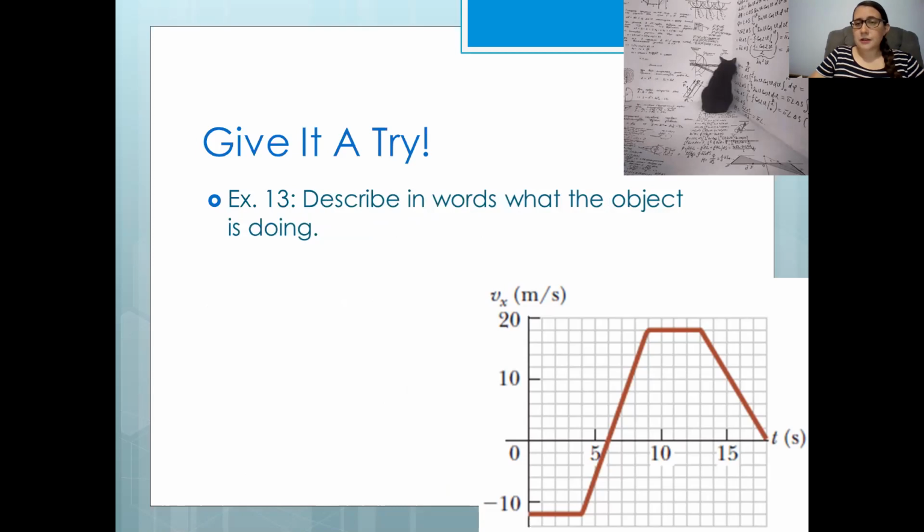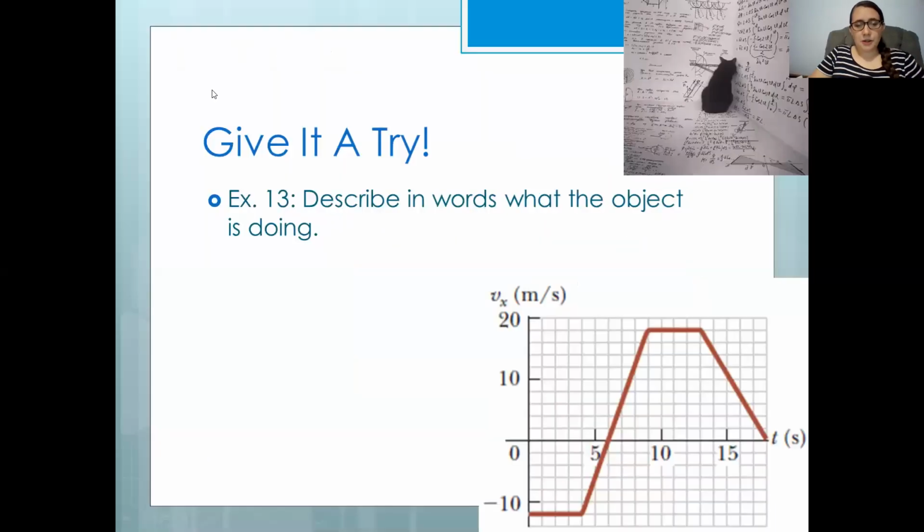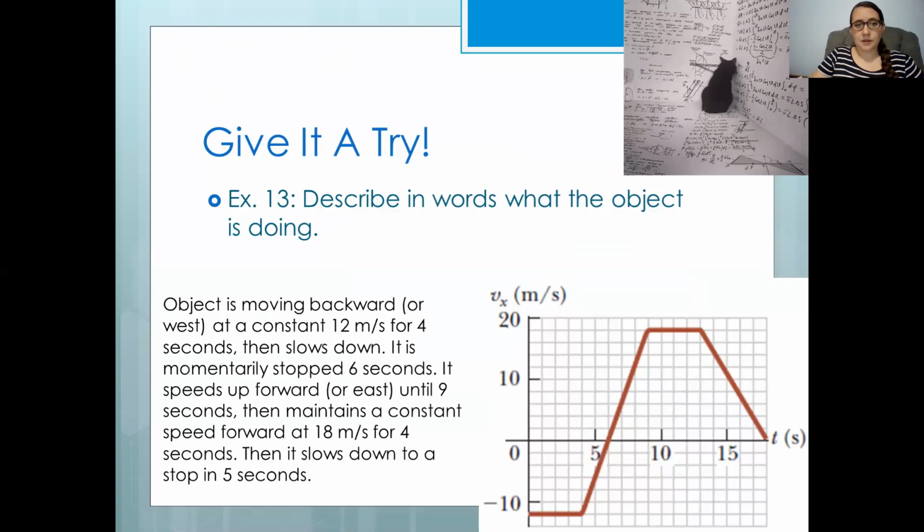So now, really quickly, as a review, I want you to think about how to describe in words what this object is doing. So take a quick minute, think about that. Remember, you're looking at a velocity time graph, not a position time graph. So how can we get information about what this object is doing from this graph? Take a moment and think. All right, so I know that was probably a quick moment, but let's go through a potential answer.